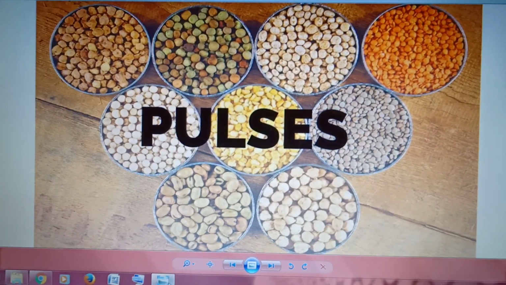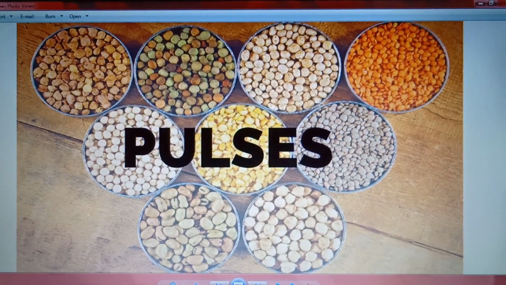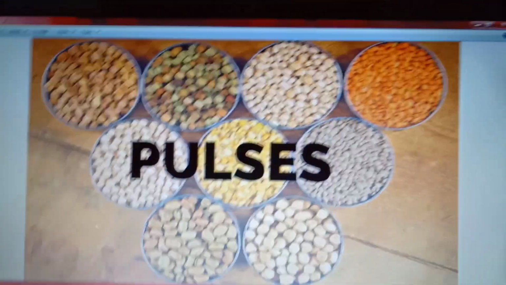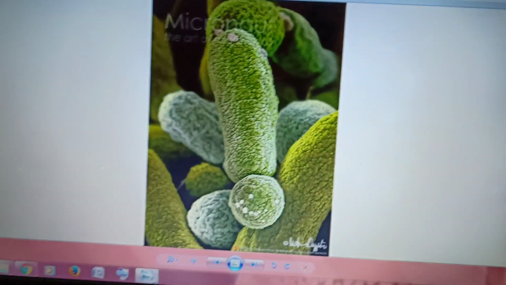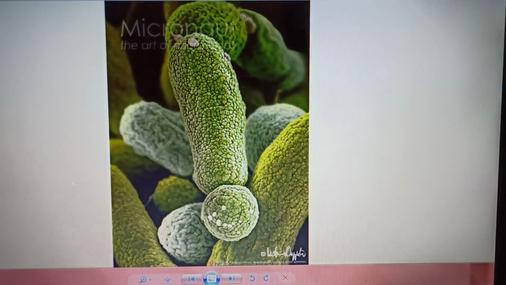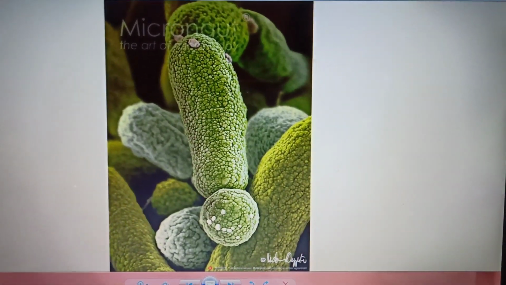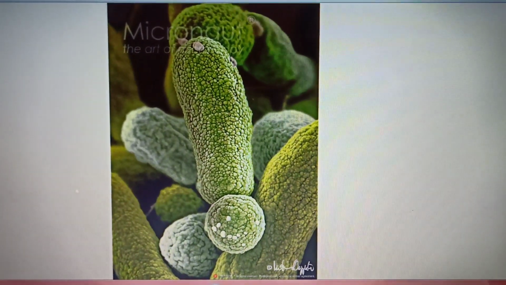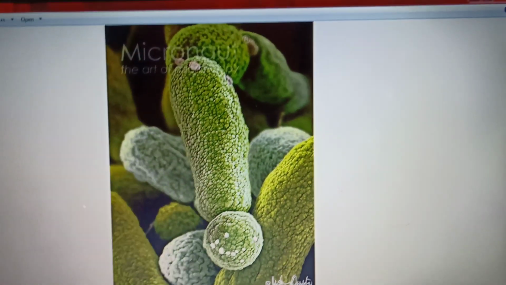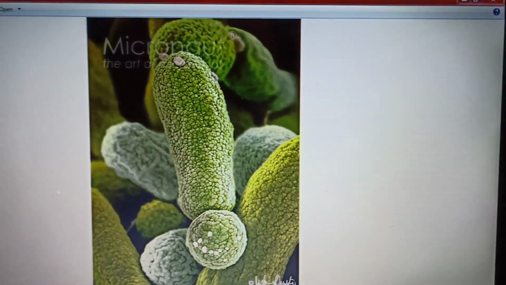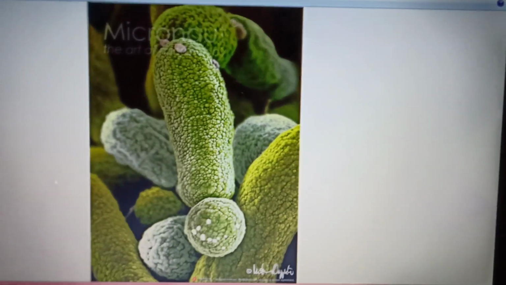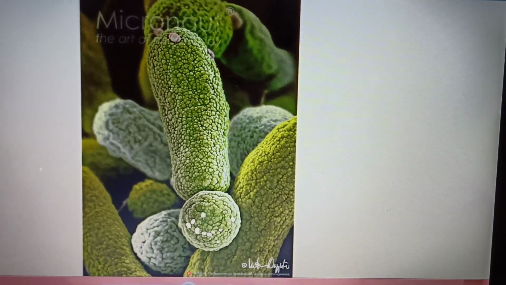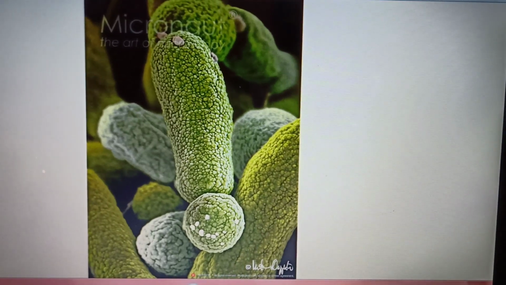In all these pulses, the fixation of nitrogen takes place. Rhizobium bacteria live in the root nodules of leguminous plants. This is a picture of the bacteria rhizobium, which plays a very helpful, beneficial role, and has a symbiotic relationship with the roots of the leguminous plants, these pulses. In a symbiotic relationship, both are mutually benefited, such as in beans and peas.